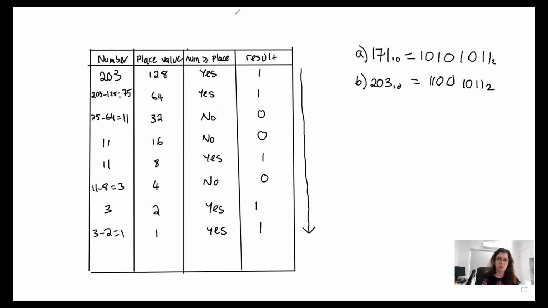So you can kind of see how you can skip this column once you're getting pretty comfortable with it. You can just go and answer the question here. So if 203 is greater than 128, just put your 1 straight in, but this can be helpful as a check while you're getting used to doing this. So we'll do question 3 now. I'll just get rid of all of these.